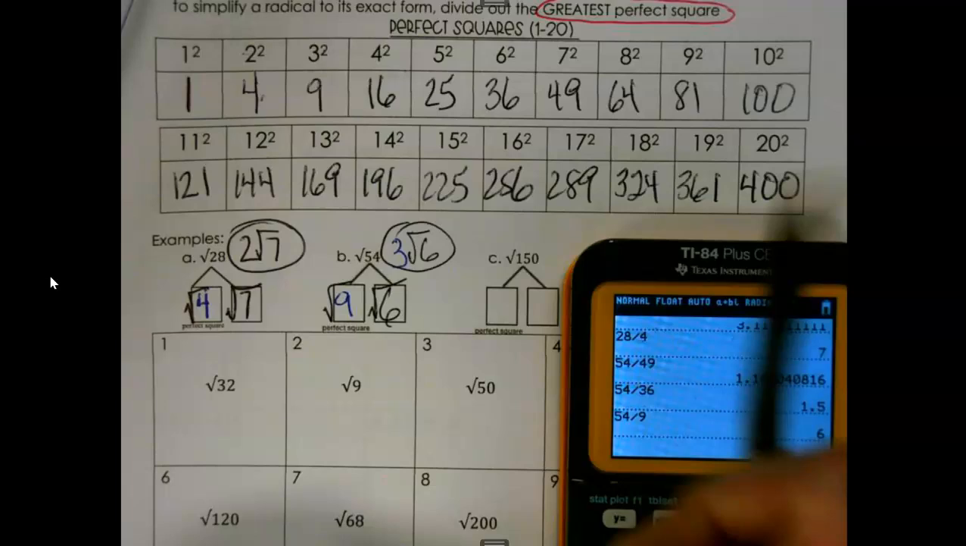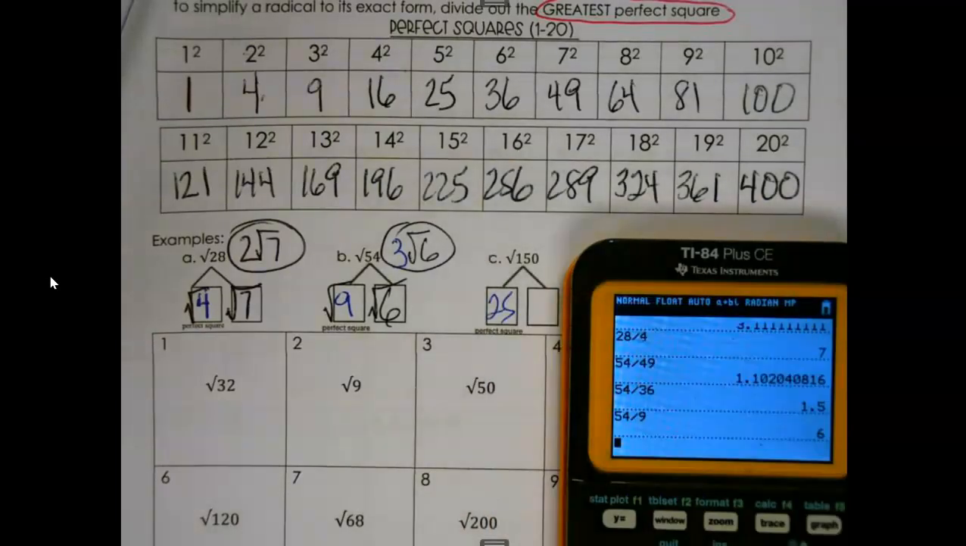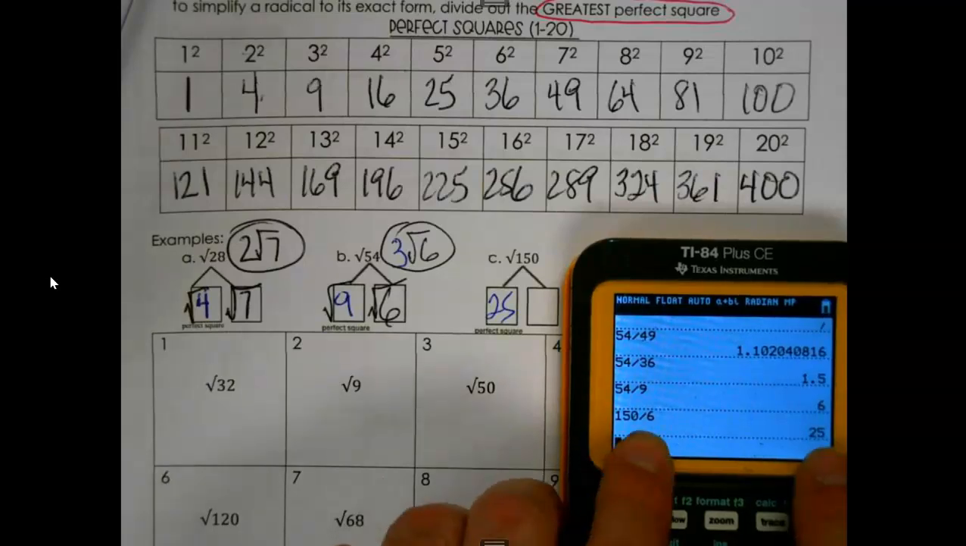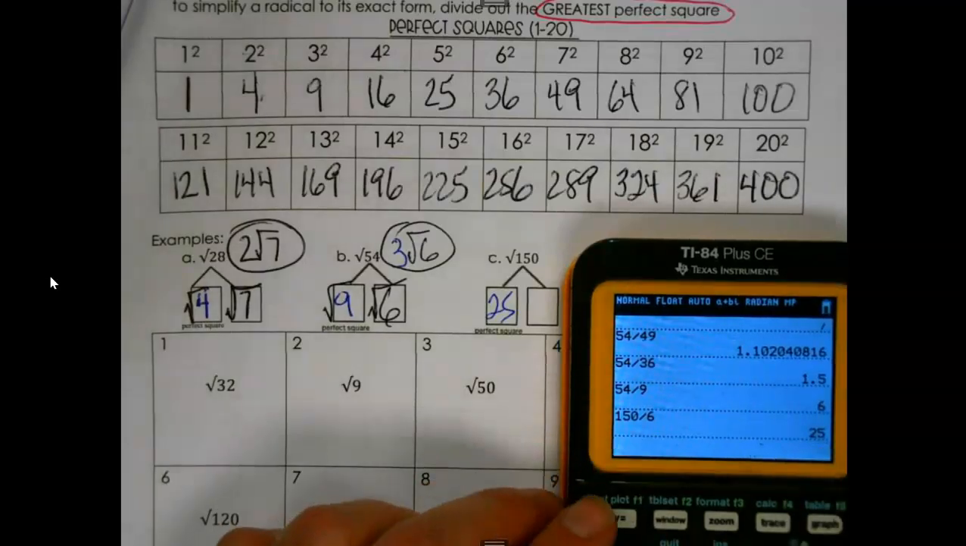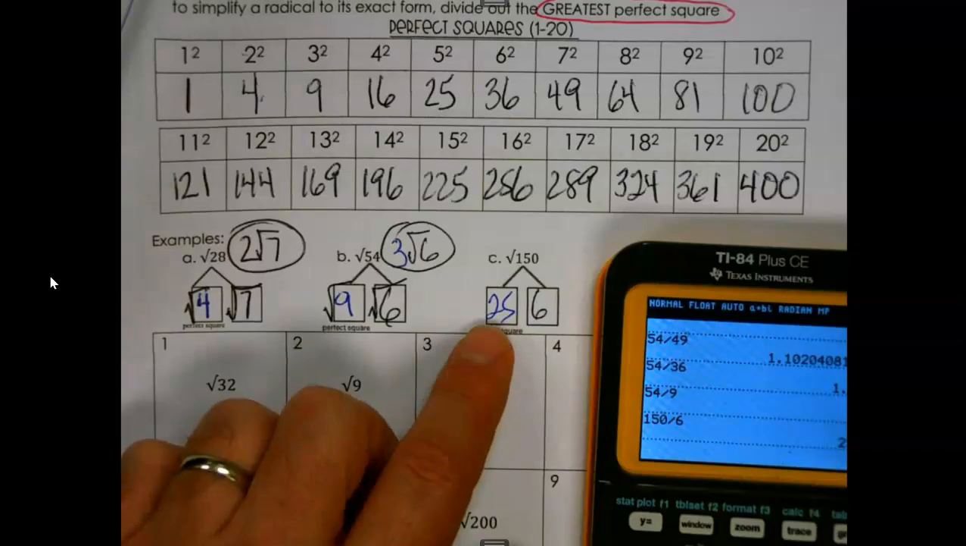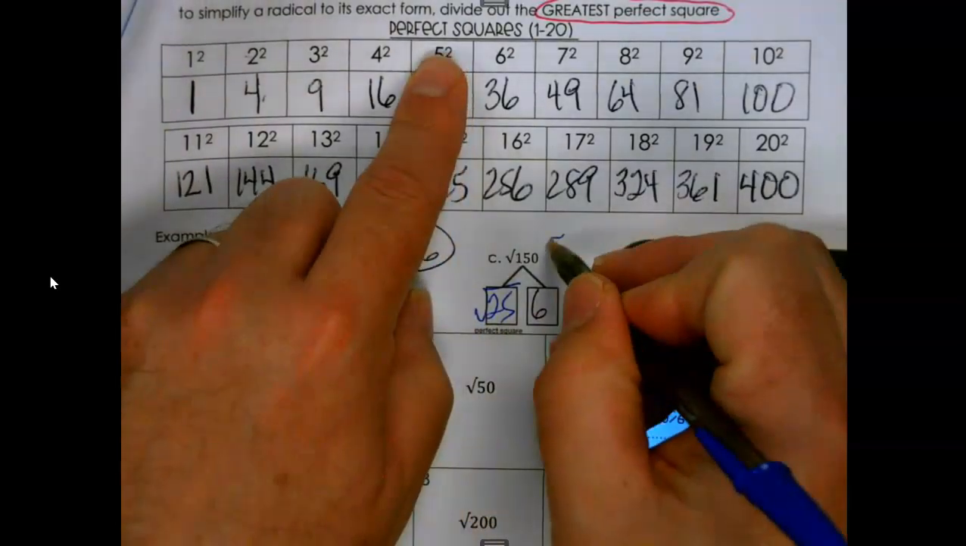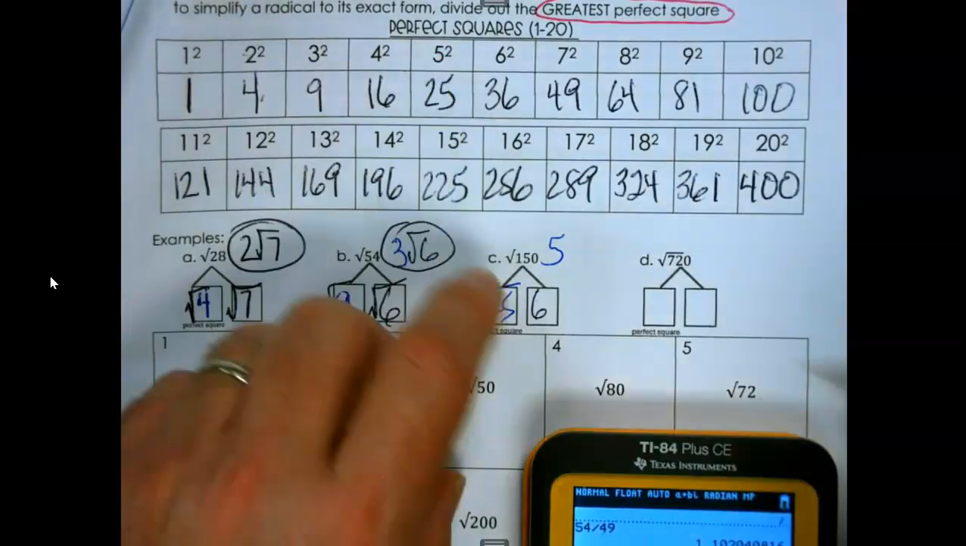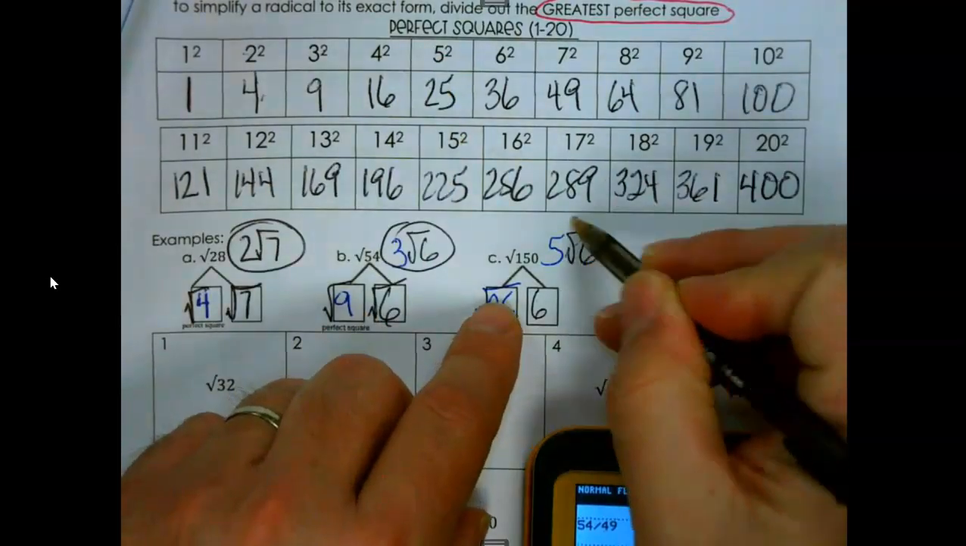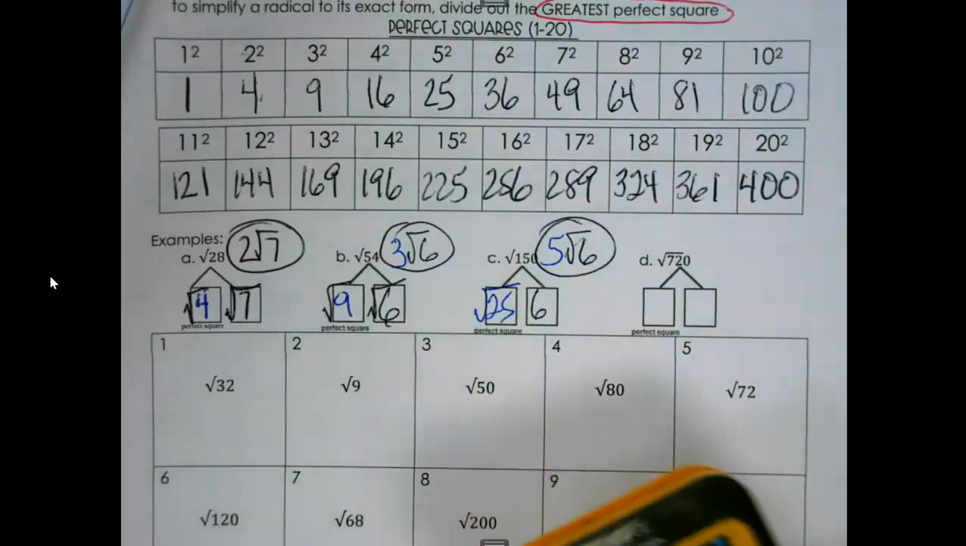25. Again, if I'm testing it out here, I can test it out. So 25 and 6. Again, the perfect one. We can use our chart, or after you've done it for a while, you'll probably know. Get that out of there.